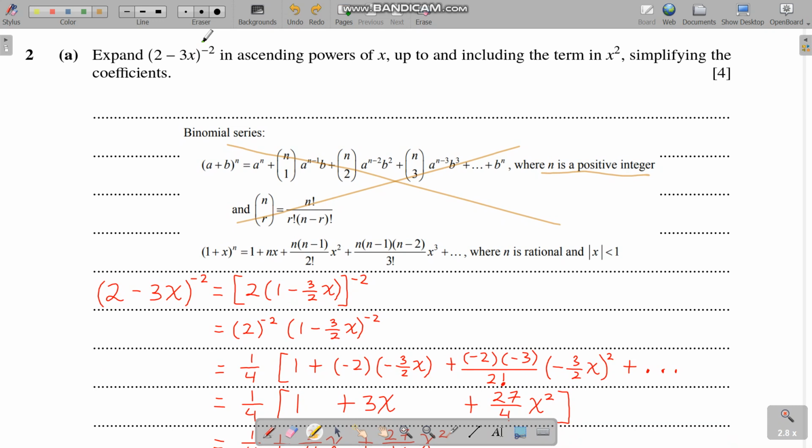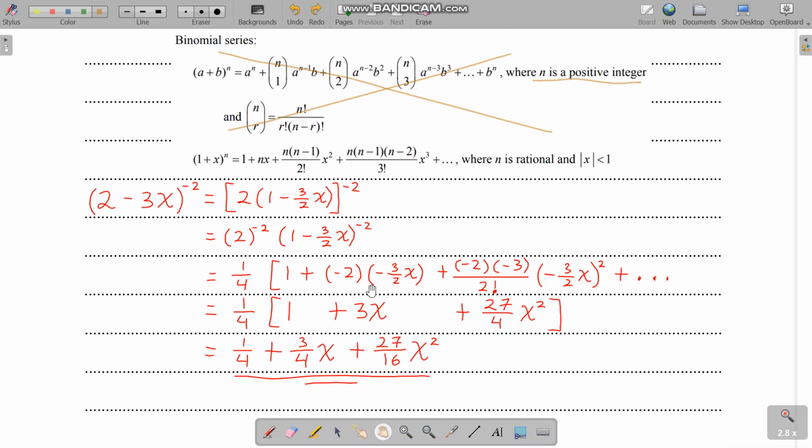So the first step is to factor out the 2, because in the formula you see we have 1 plus something. So if this number is not 1, we cannot use the formula directly. So we have to factor out the 2. We get this, and notice that if we expand 2 times 1, it's back to this, and 2 times minus 3 over 2, we get back to this. So we are not changing anything actually.